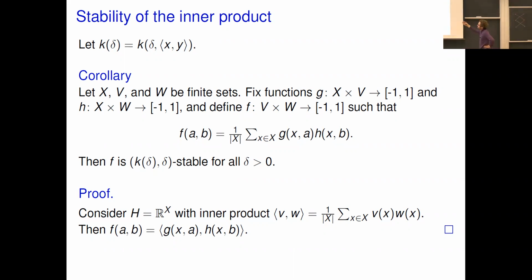Then I define a new function f from V cross W into [-1,1]. And what do I do? I take an a and a b, an a from V and a b from W. If I think of those as parameters, that gives me two fibers of the functions g and h. And then what I've computed here is just the normalized inner product, written out as a sum: 1 over the size of X times the sum of the product of the two things.